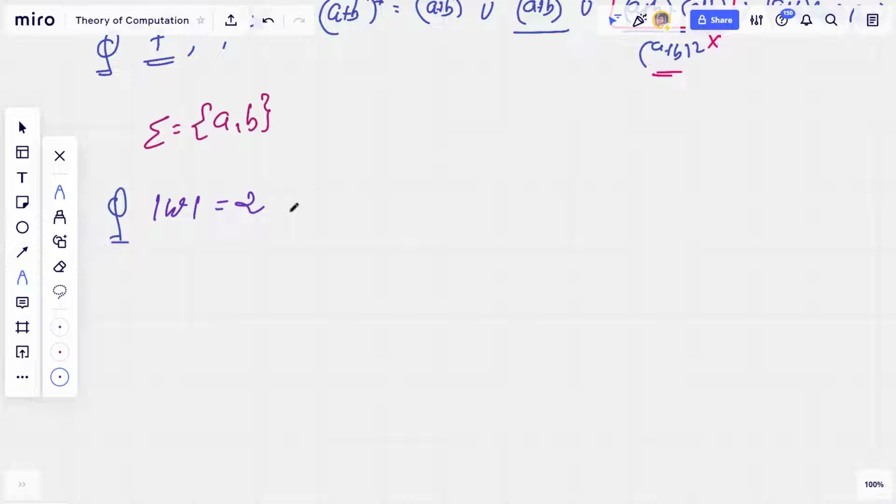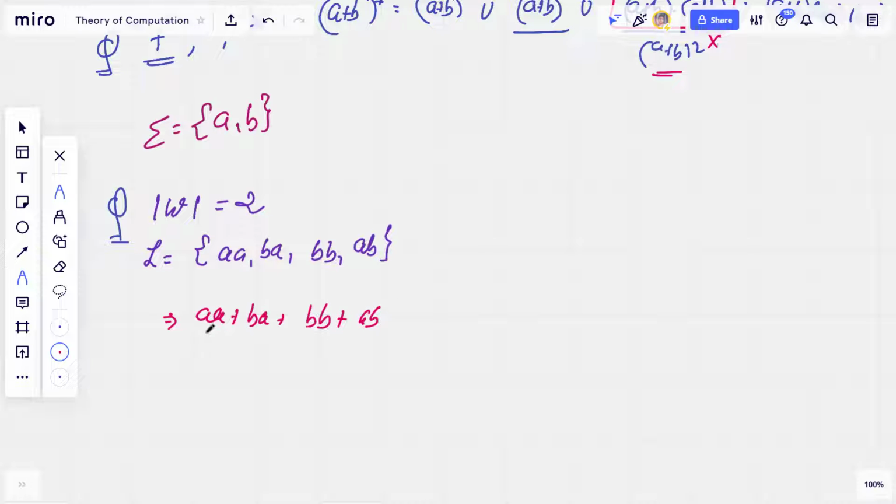String length equal to 2, what is the language here? Let's represent the language. The language is AA, BA, BB, and AB. So the simple regular expression would be to simply write it like this: AA plus BA plus BB plus AB. It's a union of the languages represented by each of these regular expressions.